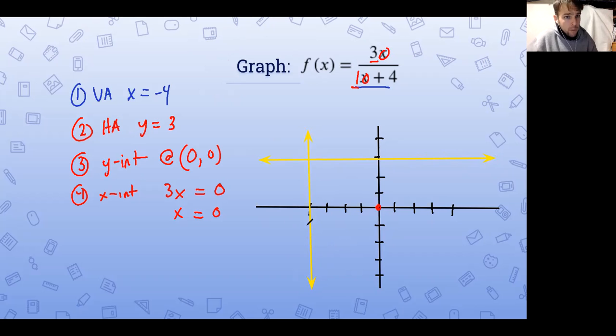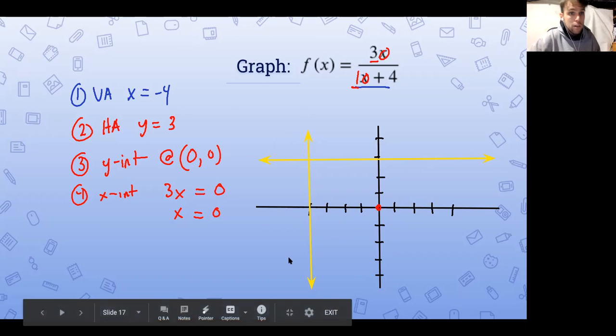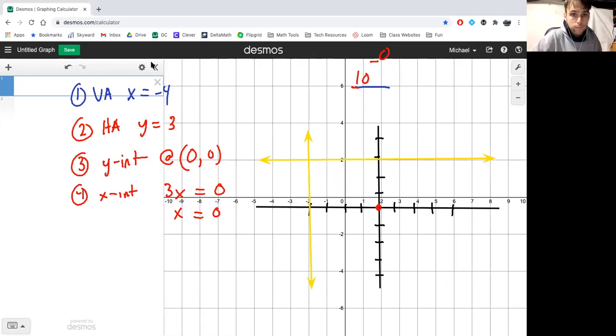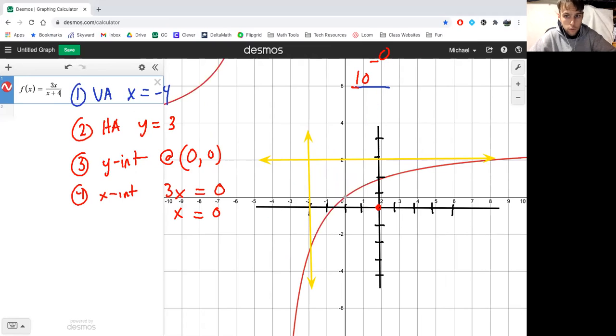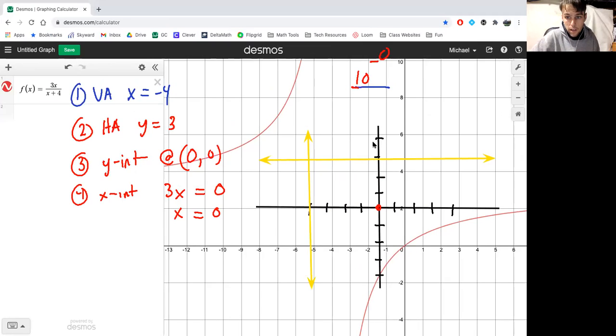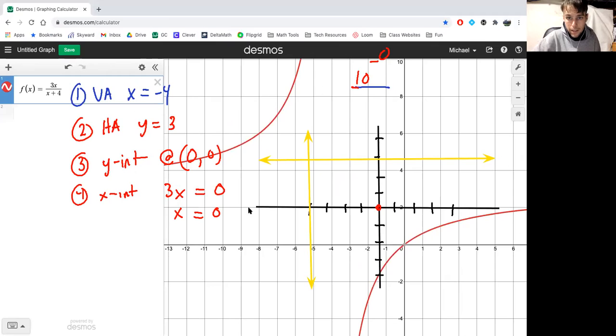Here's where I need to rely on technology to help me make this sketch a little bit better. I already kind of know what this is going to look like. There's going to be a curve here that goes like this, and then one over here. But I'm going to go ahead and lean on Desmos for the help. y equals 3x over x plus 4.